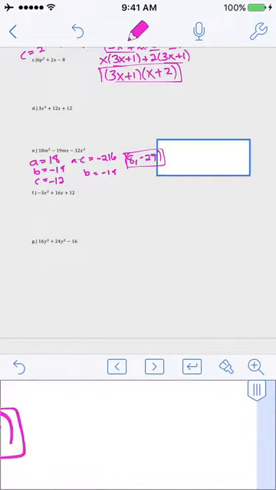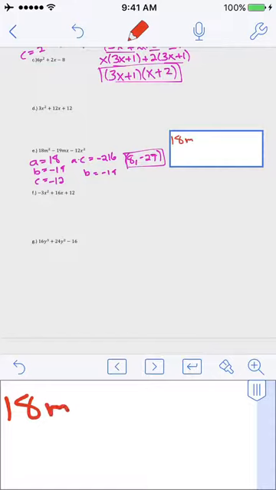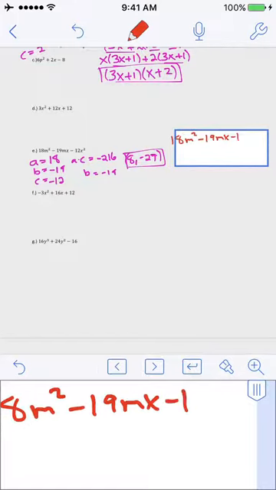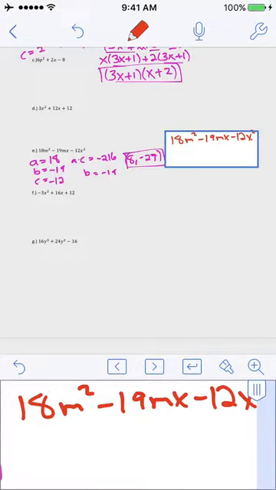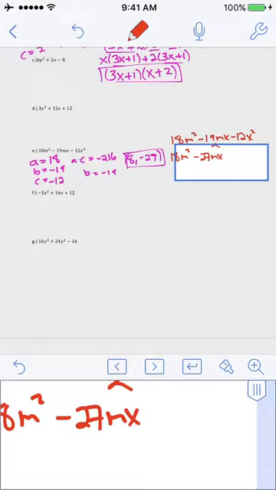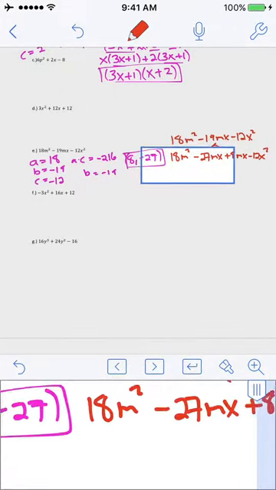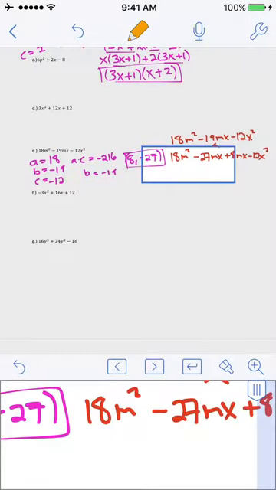All right, now I will take those magic numbers and I will use them to factor. My original one was 18m squared minus 19mx minus 12x squared. Now I'm splitting up that middle guy. So 18m squared minus 27mx. Why did I put the 27 first? I don't know, I just chose to. Plus 8mx minus 12x squared. Okay, now we will factor by grouping.